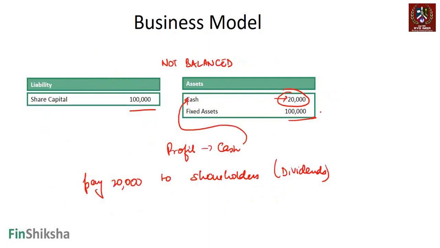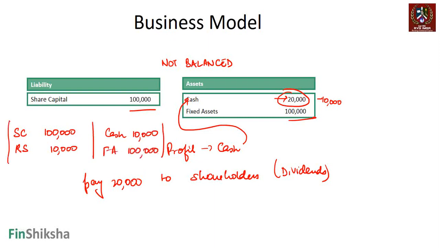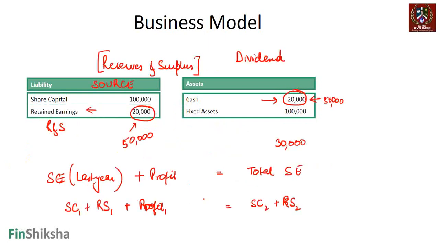Let's take the scenario where out of this 20,000, 10,000 was paid as dividend. Then the equation would have been share capital of 1 lakh, reserves and surplus or retained earnings of 10,000, because 10,000 is left now. You would have cash of 10,000 on the other side, and fixed assets of 1 lakh, right? This is a very simple hypothetical company that we're looking at. What we are basically saying is that if you have paid something out as dividend, you have to remove that from your overall equation.